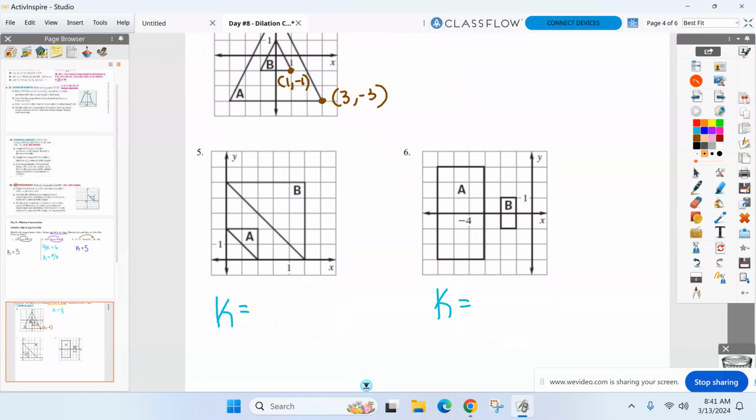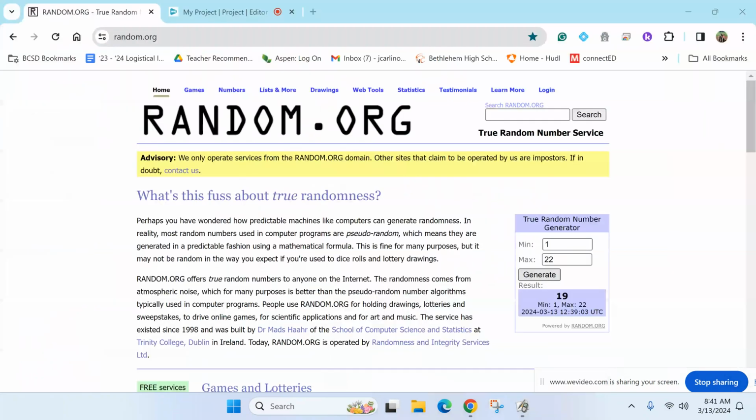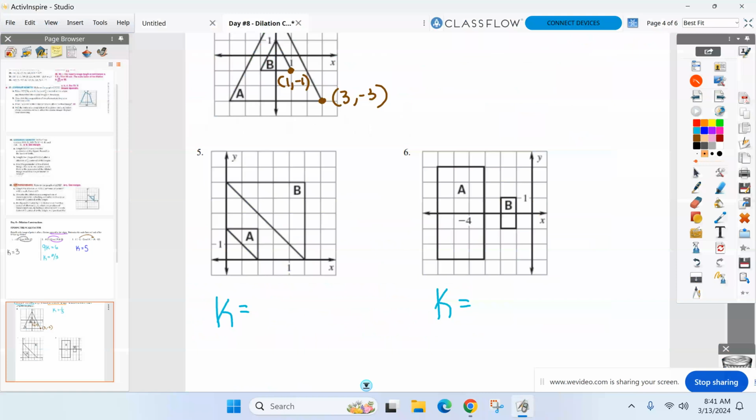Number 5, what was my scale factor? Number 5, scale factor for number 5. Oh, number 5. There we go. Jared? 2.5, yep. 2.5. If anybody has 5 halves, that's also correct. Notice it's bigger than 1. Figure got bigger.